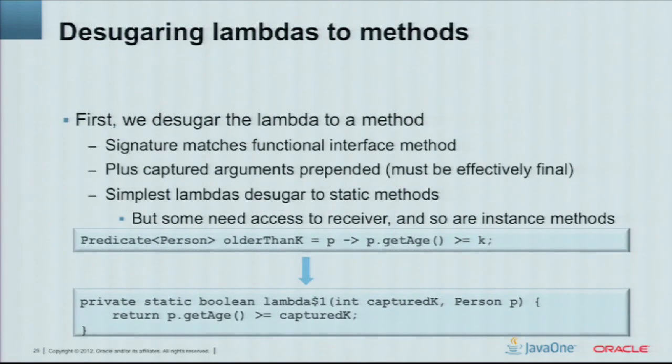So, okay, what does this look like? The first thing we do is we desugar our Lambda to a method. We derive the signature of this desugared method from the signature of the functional interface. If there's any extra arguments that are captured, we prepend them to the argument list. So for this Lambda here, where we capture the variable k, we have an extra argument for the captured k. If the Lambda doesn't capture the instance at all, it doesn't reference fields, it doesn't call super or anything like that, we can desugar to a static method. If it captures the instance, we can desugar to an instance method. So this is what the compiler does.